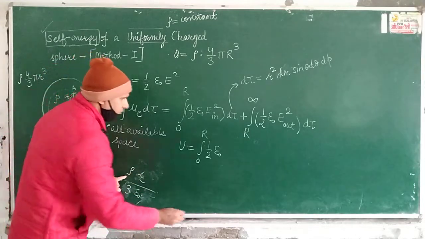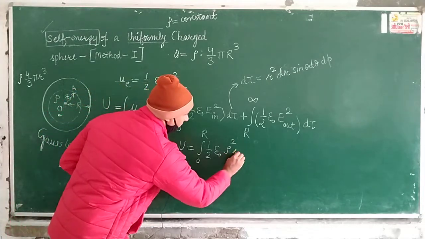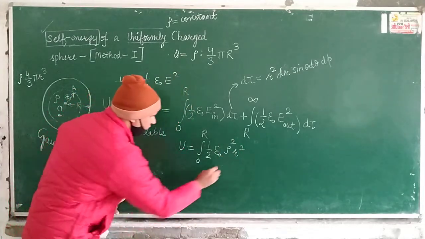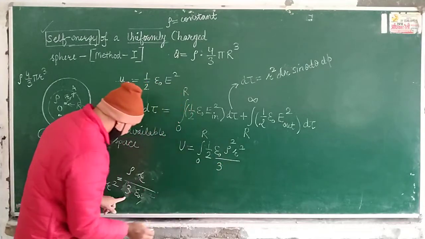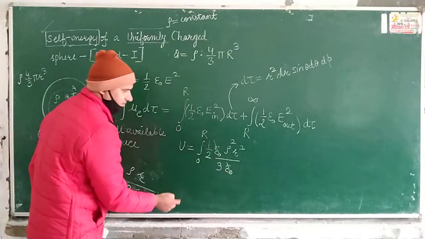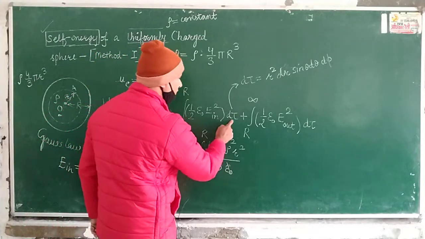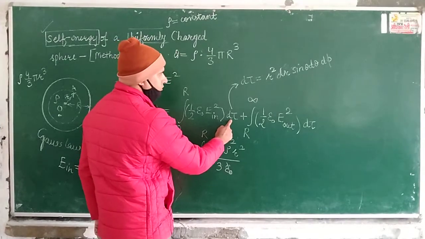Okay, so square of this thing will be rho square, then you have r square, and then you have divided by 3, and then you have epsilon node. So here you see epsilon will cancel, and 2 into 3 it will be 6. Okay, and then you have this element, volume element.